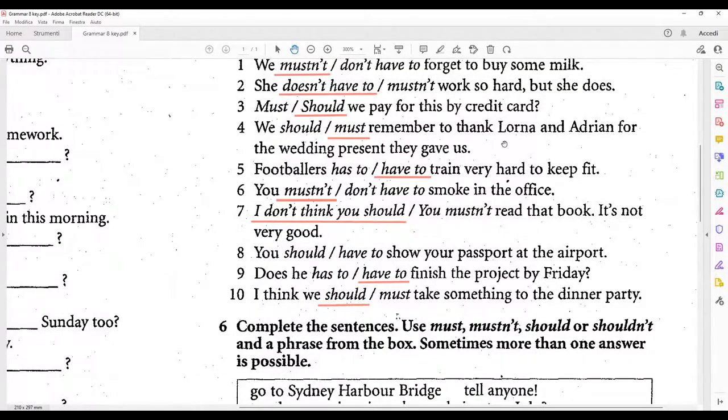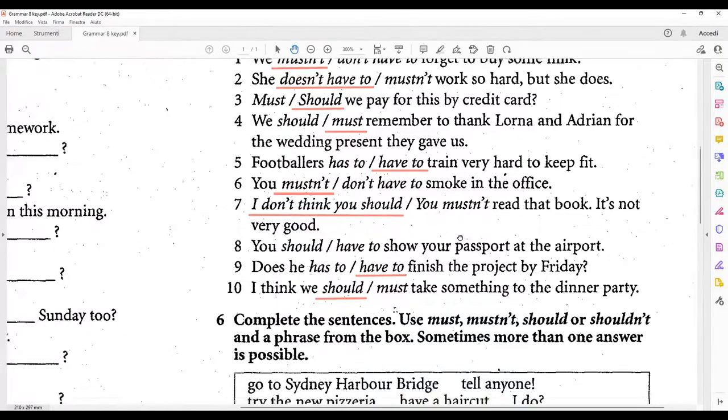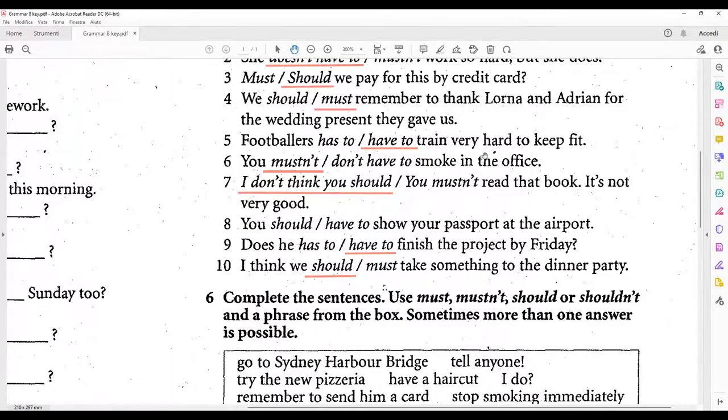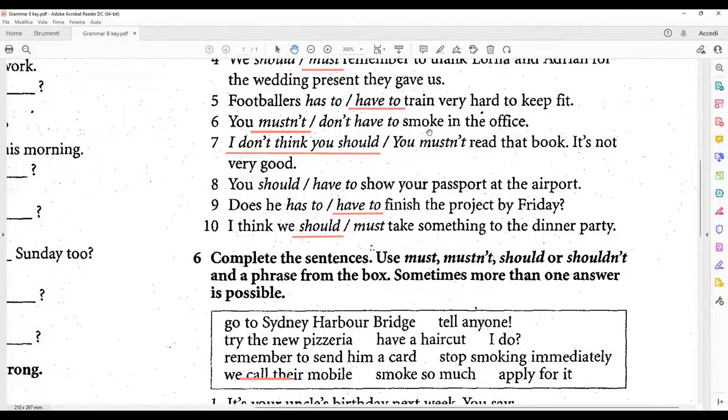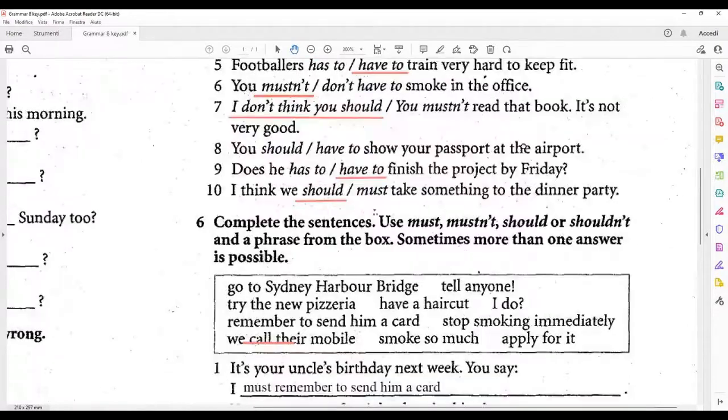We must remember to thank Lorna and Adrian for the wedding present they gave us. Okay. Footballers have to train very hard to keep fit. You mustn't smoke in the office. I don't think you should read that book. It's not very good.